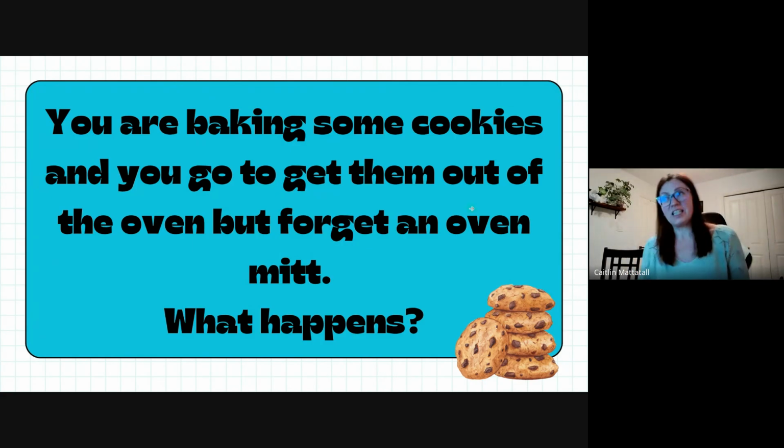You're baking some cookies because cookies are delicious and you're going to go get them out of the oven. But you're like your wonderful teacher here whose brain is turning into a literal smushed up pile of mush. And you forget an oven mitt. So you just are distracted. You're doing stuff. You go and open the oven and you just grab your cookie sheet. You don't have oven mitts on. What happens?